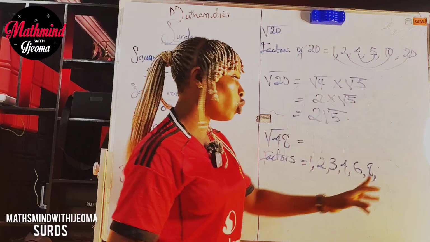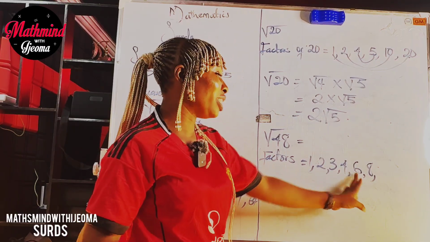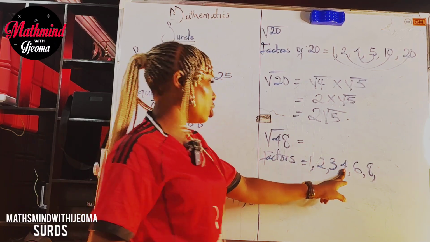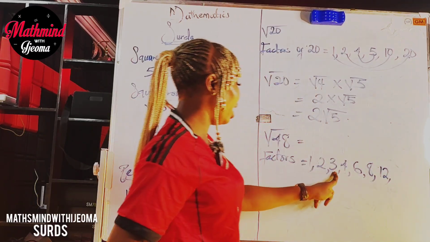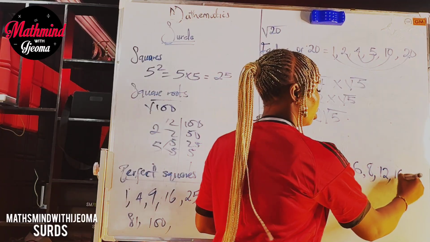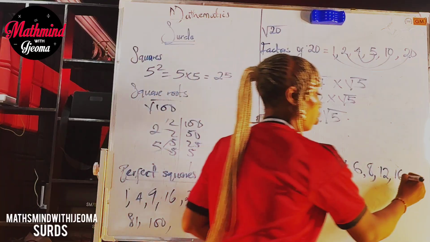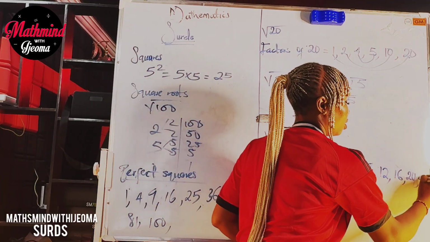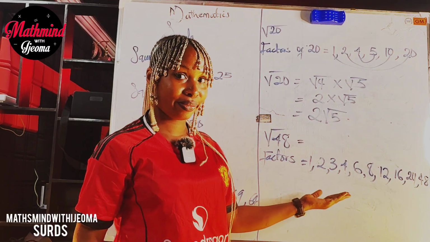Now I've gotten the two middle numbers. If you have gotten the two middle numbers, you just take the ends. 48 divided by 4 should give us 12. That's the next number. 48 divided by 3 is 16. 48 divided by 2 is 24. 48 divided by 1 is 48. Did you see how I got these remaining ones?